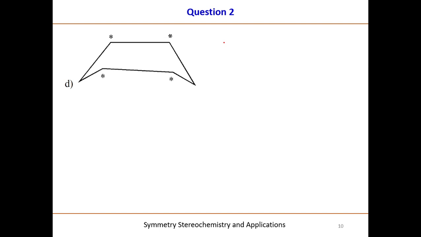Cyclohexane has different conformations, but the most stable one is the chair conformation, right? More than two are there: half chair, half boat, boat, twist chair. There are different conformations, but this chair one is more stable. This one is the boat conformation of cyclohexane. Boat conformation.